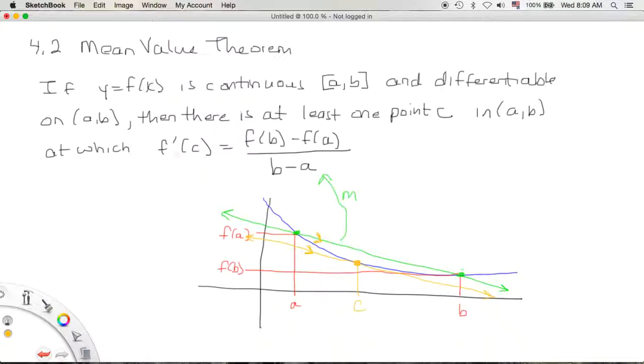That's all it is. Make sure you know the qualifications. Continuous on the closed interval, differentiable on the open interval. Then you've got this that happens. Think about this for a few minutes and make sure you've got that.